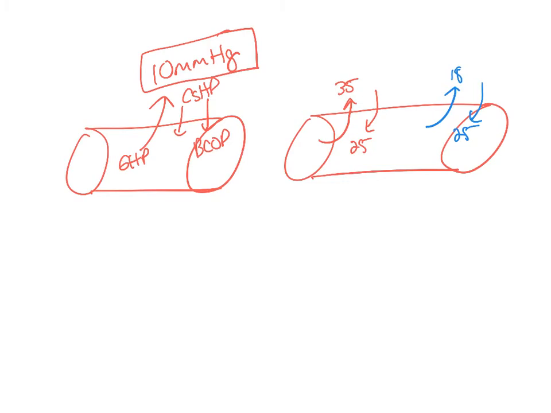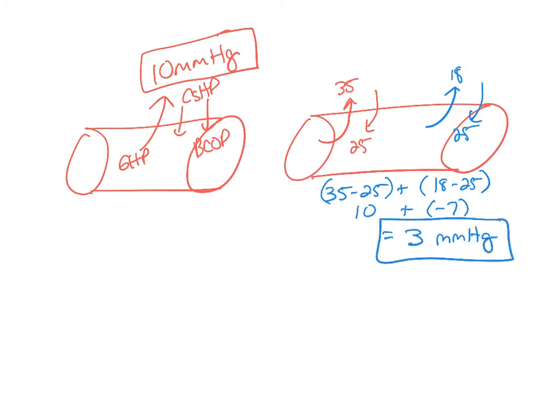So if we wanted to look at all of the pressure in the capillary, we take 35 minus 25 and add that to 18 minus 25, which gives us 10 plus a negative 7, which means our net pressure in our systemic capillaries is 3 millimeters of mercury. So I'm just comparing these two. So this is your systemic capillary, and then this is your glomerular capillary.